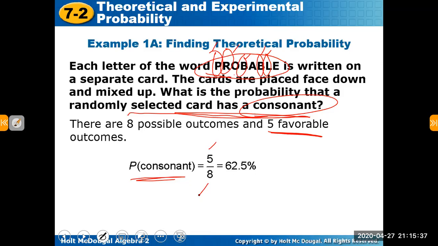And in terms of percentage, you can just multiply 5 out of 8 by 100, and you will get the answer in percentage.